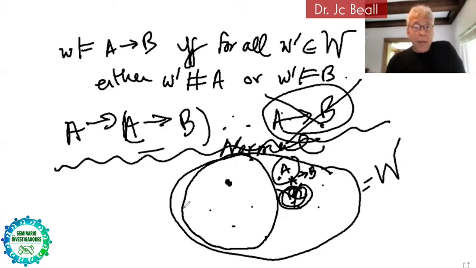The problem is you also lose modus ponens, which we were trying to keep. Why do you lose modus ponens? Well, you've got a world where A is true, you've got a world where A arrow B is true, and you've got a world where B isn't true. That's a counterexample to modus ponens. But our task was to keep modus ponens and lose contraction.